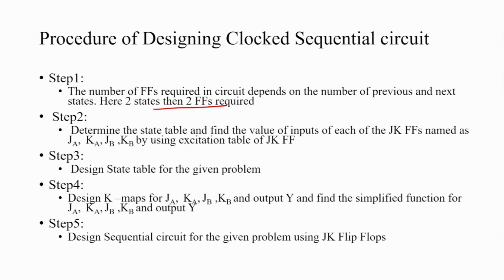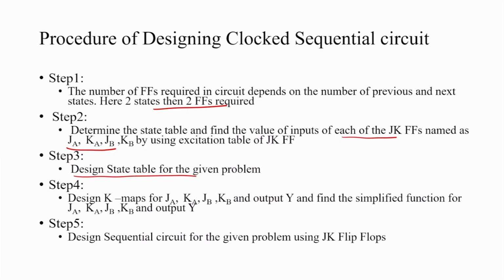So the steps are: first, find the number of required flip flops, 2 flip flops are required. Second, determine the state table and find the value of input of each flip flop. Since 2 flip flops are required, the inputs are named JA, KA, JB, KB and so on. Previous states are At, the previous state of the first flip flop A, and the previous state of the second flip flop, B, is denoted simply by Bt.